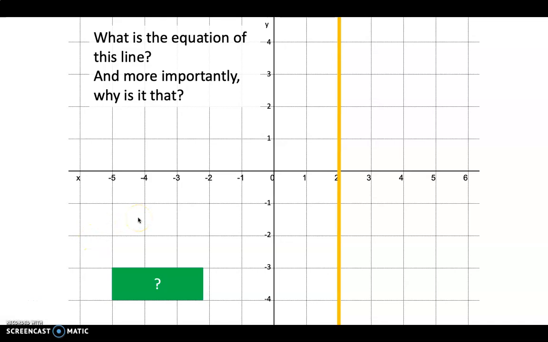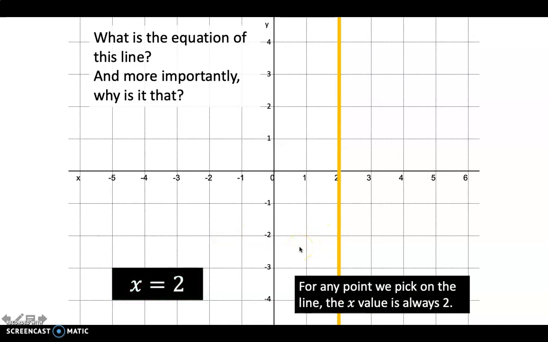So I'm going to get straight into it, and we're continuing on with coordinate geometry, but moving slightly away from slopes and stuff like that. So we've got this yellow line going down here. Now, what is the equation of this line? What do you think it is? If you guessed that it's x equals 2, you're bang on correct.